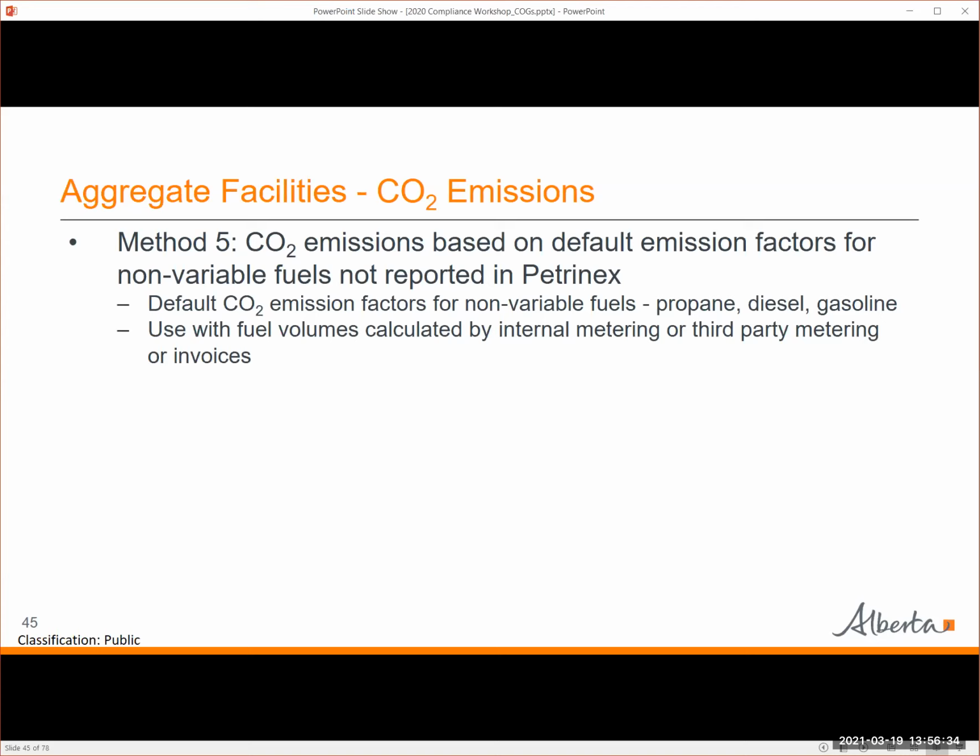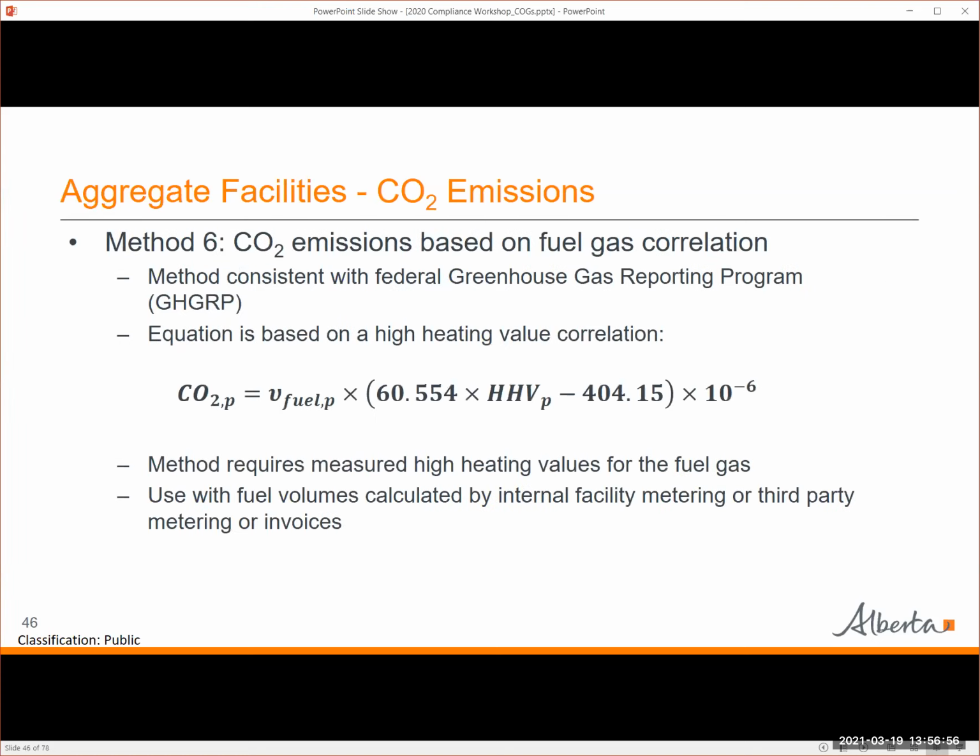Again, those volumes are going to trace back to either third-party metering invoices, or in some cases internal metering, where you have multiple COGs who might be working off of the same invoiced quantities. So CO2 emissions based on fuel gas correlation are an available option for folks that are using the multiple fuel stream approach. So this method is consistent with the federal greenhouse gas reporting requirement, and it's a correlation that's used in that system. So it basically correlates the higher heating value of the gas stream to the CO2 emissions factor.